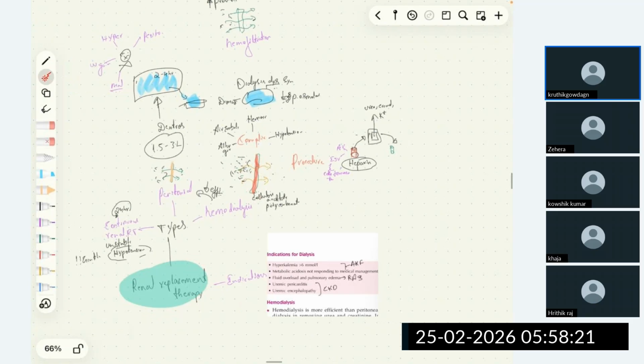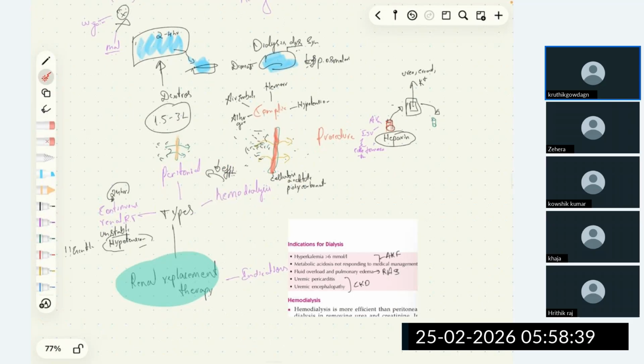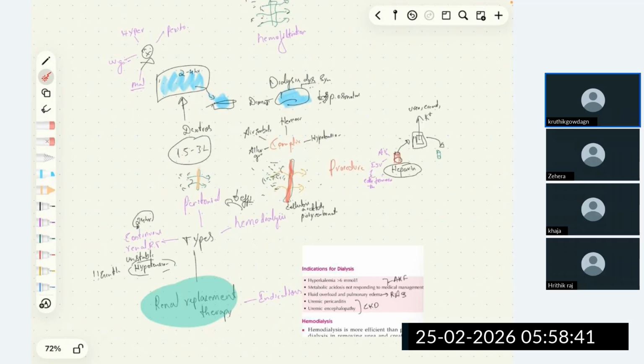So how is it different from peritoneal dialysis? In hemodialysis, we use an artificial semi-permeable membrane, like cellulose acetate and polycarbonate. We can use the peritoneal membrane, which is naturally present in all of us, as a semi-permeable membrane, and we can perform dialysis. That is called peritoneal dialysis. Peritoneal dialysis is less efficient compared to hemodialysis.